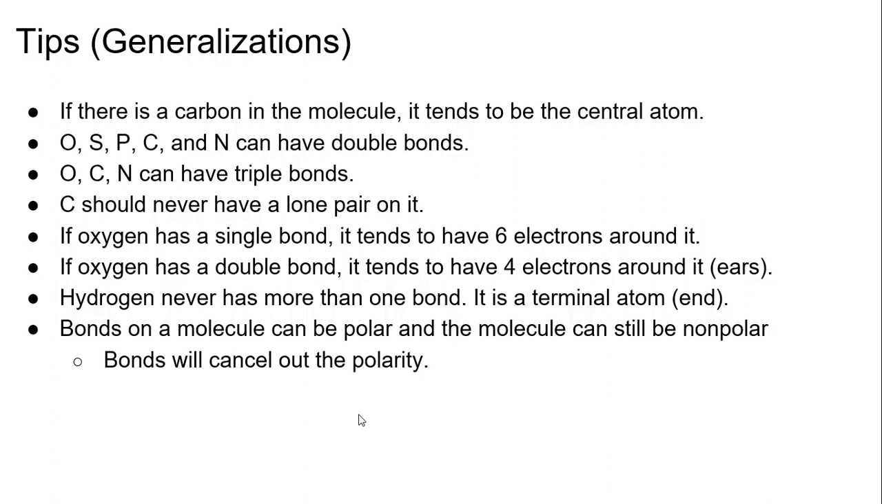If oxygen has a single bond, it tends to have 6 electrons around it. If oxygen has a double bond, it tends to have 4 electrons around it. I call them ears. Hydrogen never has more than one bond, ever. It's a terminal atom, meaning it's at the end. It's a bookend. And bonds on a molecule can be polar, but the molecule itself can still be nonpolar. The bonds will cancel out.